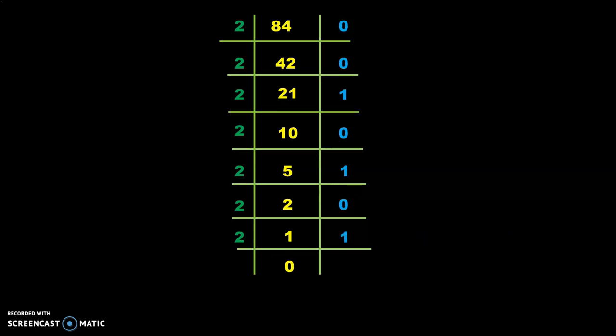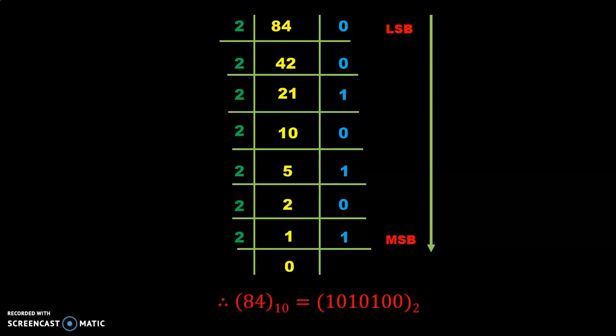So it becomes 1. Now position, we know that LSB is the uppermost value of a remainder, and MSB is the lowermost value. Then we need to write LSB to MSB. So the 84 decimal value, and the equivalent binary value is 1010100.